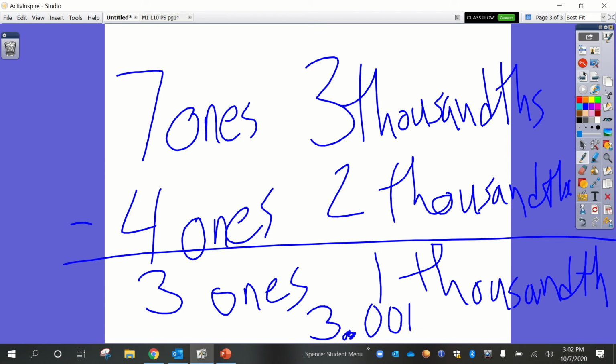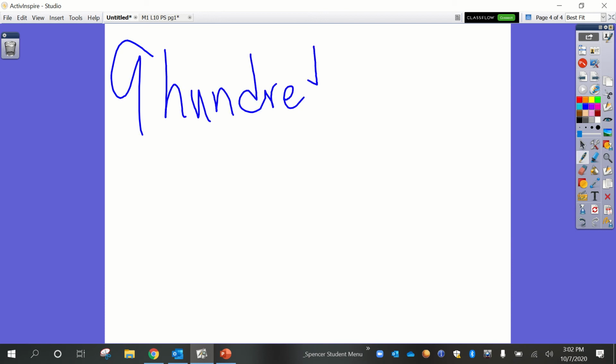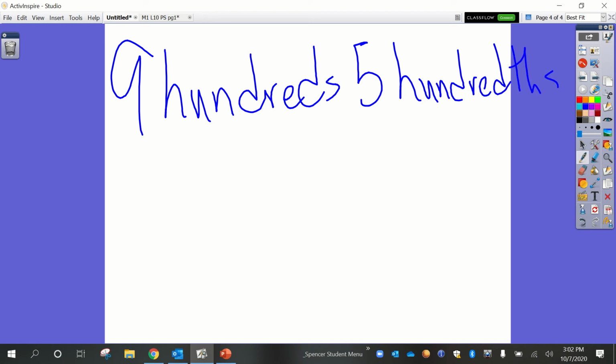All right, well, let's try again. Let's try to make it a little harder. This time we're going to do 9 hundredths and 5 hundredths, sorry. Be careful here because it's hundreds and hundredths. Make sure that you're noticing the THS, because that THS is saying it's parts of a number, so we know that that's talking about the decimal place value. And we're going to subtract from this 3 hundredths.